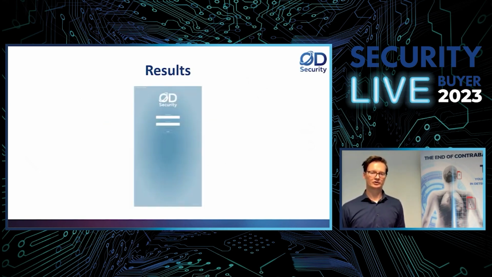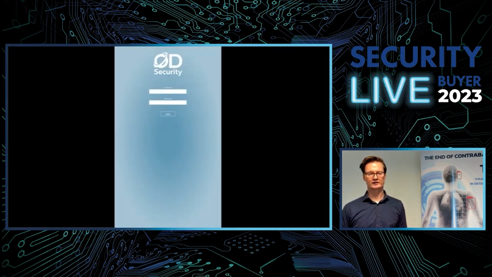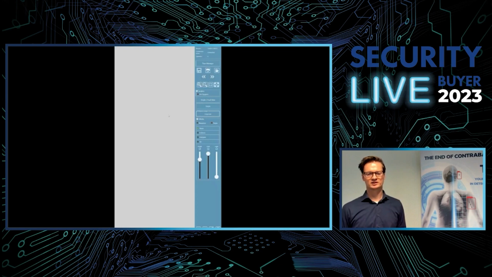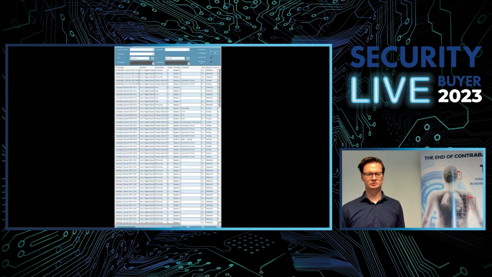Another version of the results. So I want to give a quick demo of the software, how you would use it in real operation. So you log into the software. The first thing you need to do is make a scan or select a previous scan. That is what we do right now. So we take a previously made scan.